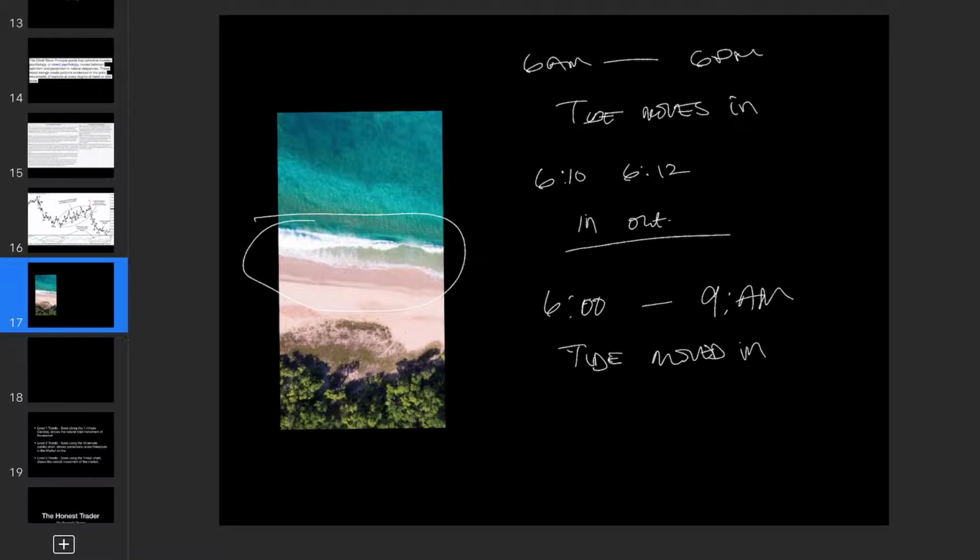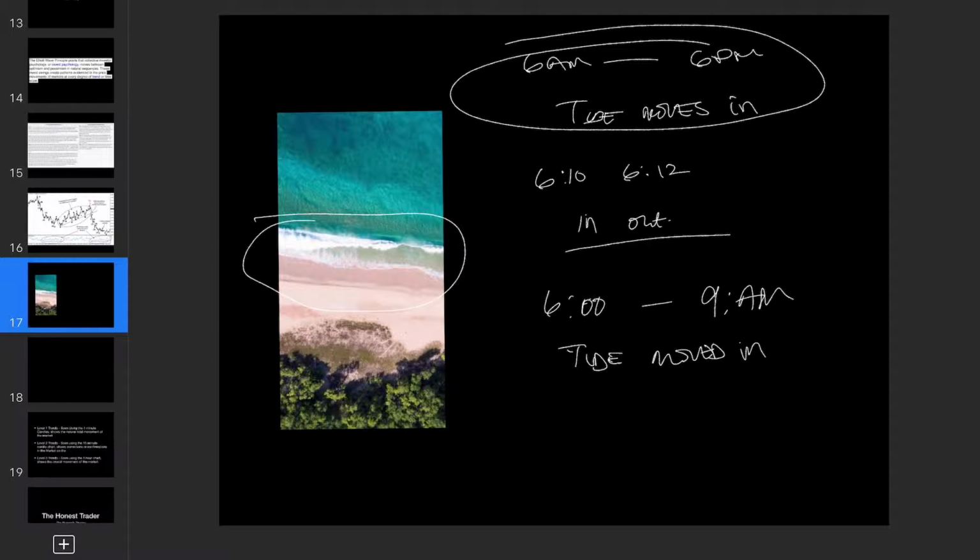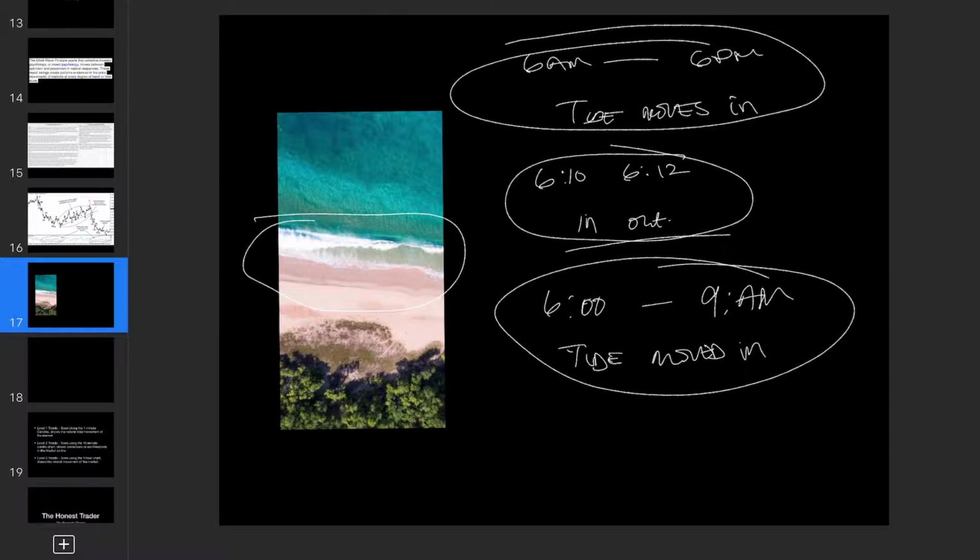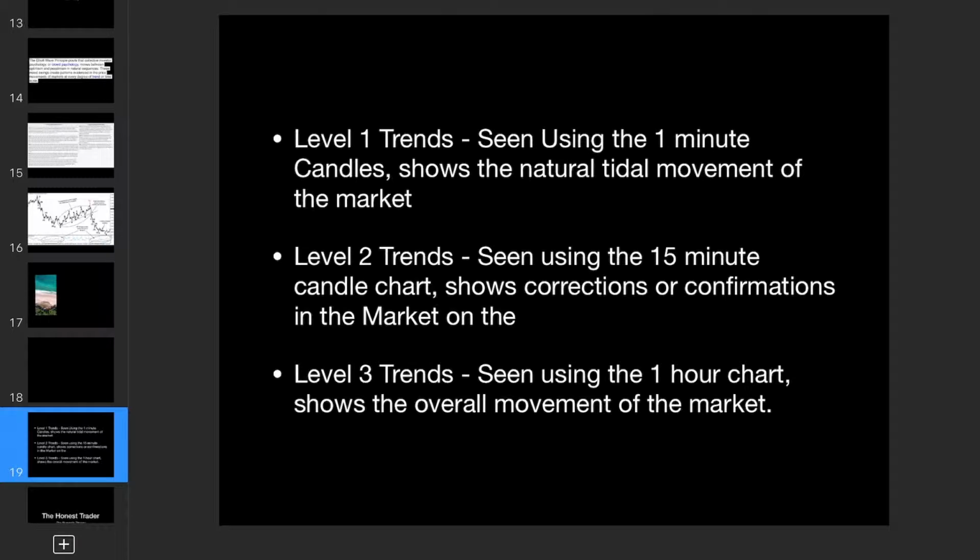So depending on the time scale you're looking at, you could say the tide is moving in, it's no real change, or the tide is moving in. So what we'll do is use that to make up some trend levels. The trend levels that I recognize from my trading are what I would call a level 1 trend, level 2 trend, and a level 3 trend.